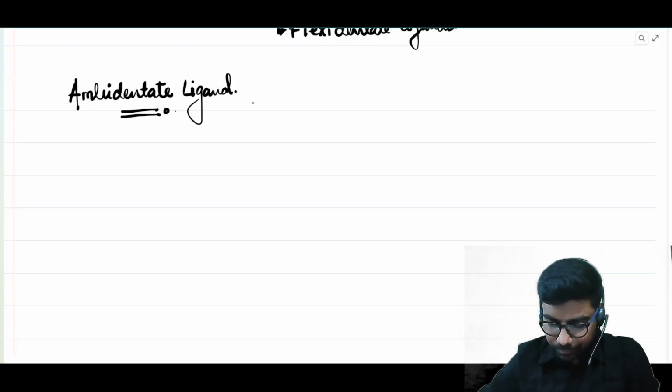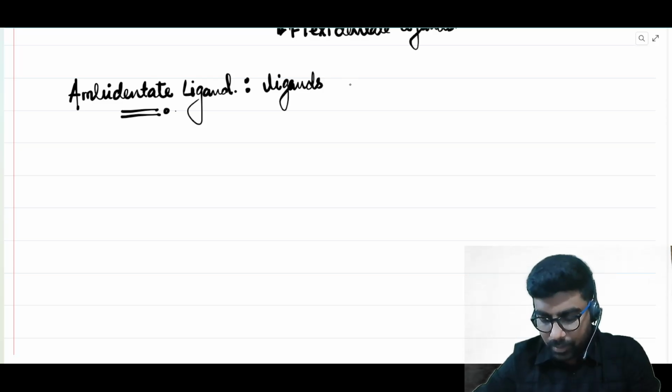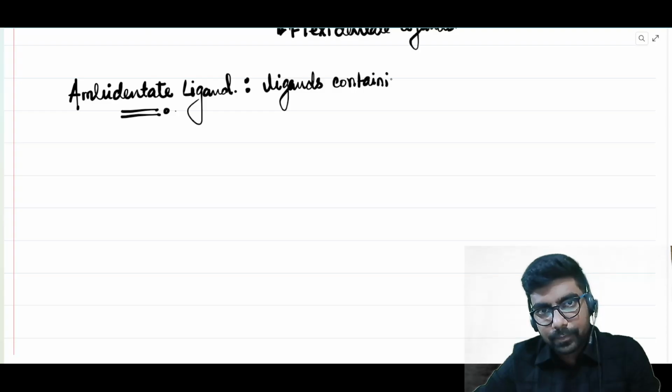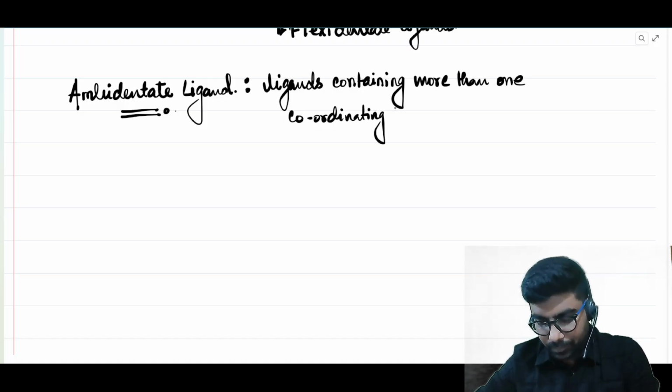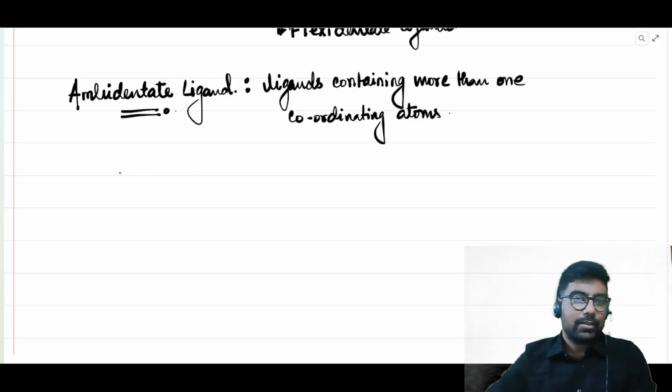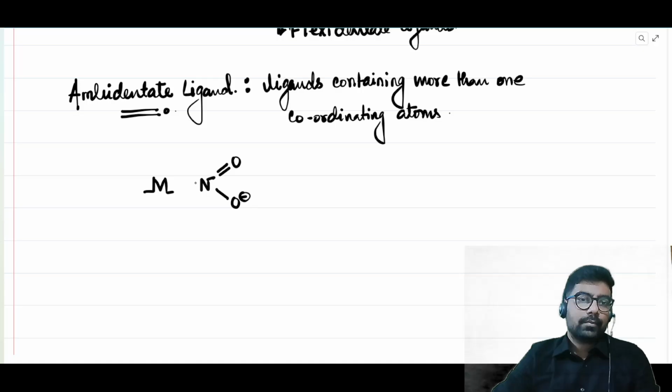Look at ambidentate ligands. Ambidentate ligands are ligands containing more than one coordinating atom. What do we mean by this? See this. There is a metal and there is a nitro group, N double bond O, O minus. Nitrogen has a lone pair. It can combine with the lone pair.